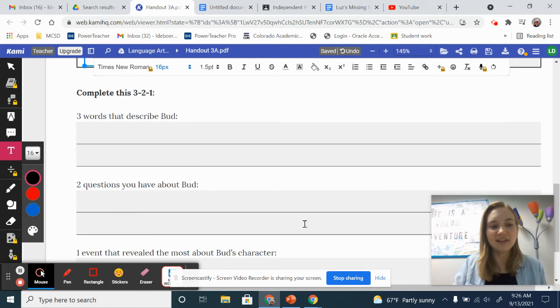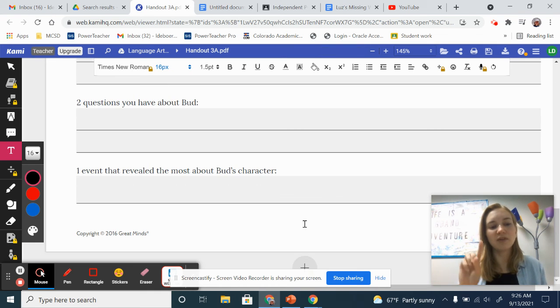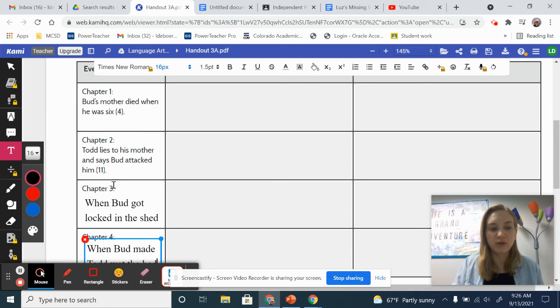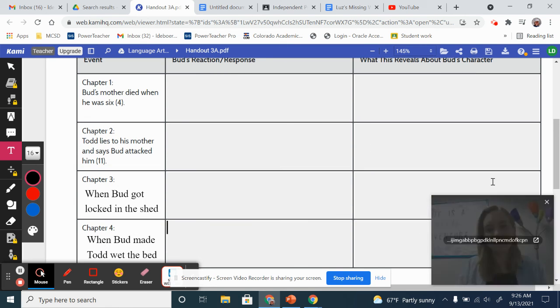Okay, and then using that, we're going to do a 3-2-1 response. 3 words that describe Bud. These do not have to be full sentences. You can just write 3 words that describe him. 2 questions you might still have about Bud. These have to be full sentences, ending in question marks. And what's 1 event that reveals the most about Bud's character? So you can even do one of these. You could say which one of these 4 events tells us the most about Bud.